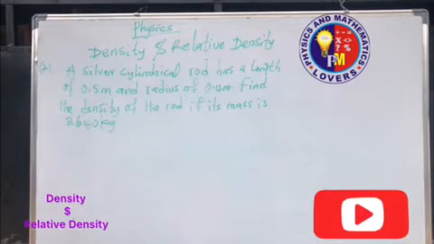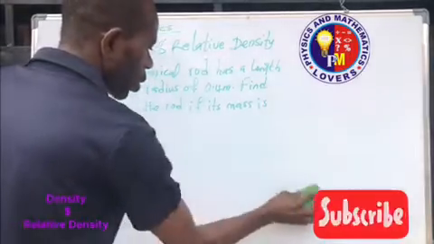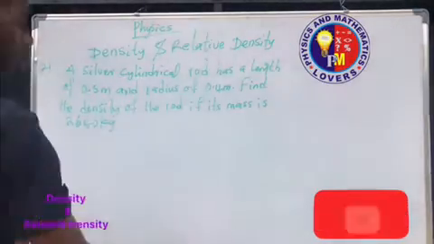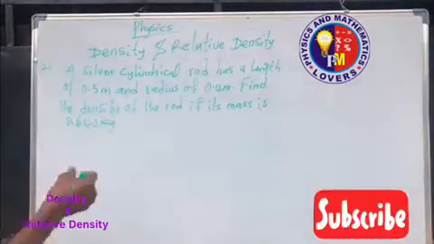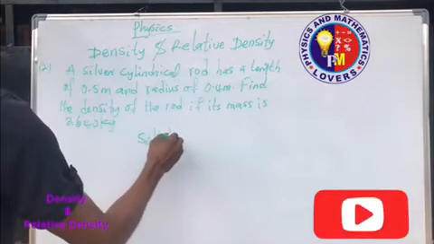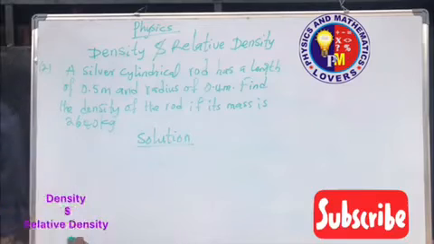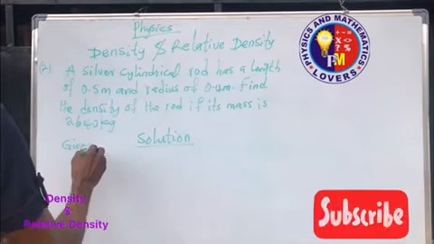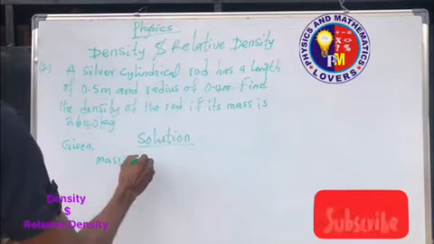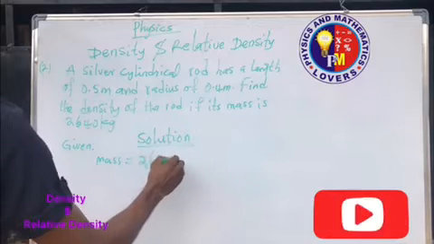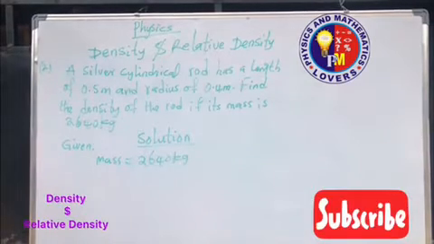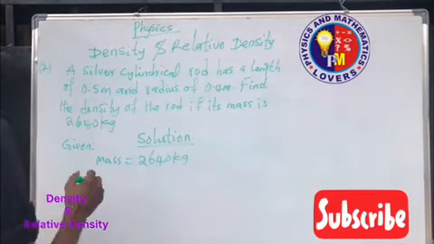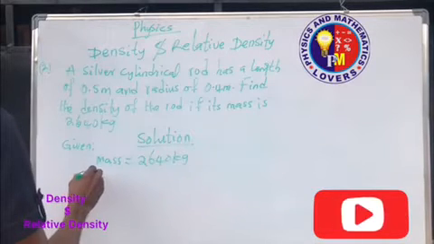Remember, a cylindrical rod is also a solid. So we are just working on solid now. Maybe the next example we are going to digress to liquid. Now, solution. Remember what we need when you are calculating density. You just need the mass and the volume. So given, we have mass. Mass is equal to 2,640 kilogram. But the volume, we don't know the volume. How do we calculate the volume now? Volume of cylinder, you have to use the formula. That is why you bring your mathematical knowledge.